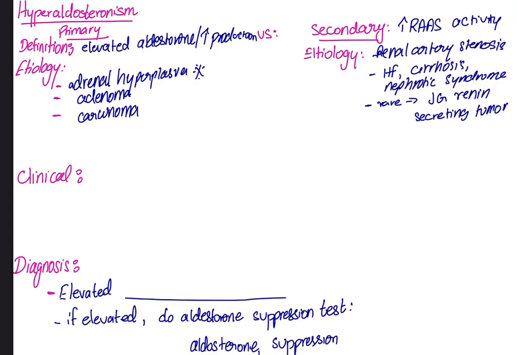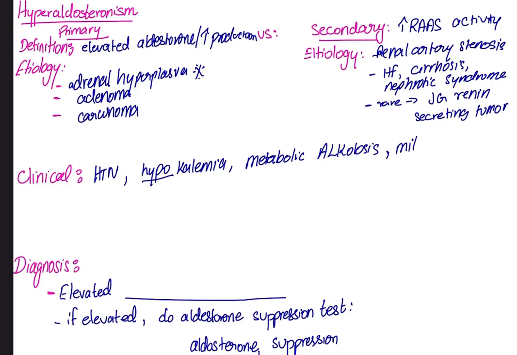Okay, so let's talk about the clinical findings. So when you have an increase in aldosterone, you're going to have hypertension, you're going to have hypokalemia, you will have metabolic alkalosis, and you can have mild hypernatremia.